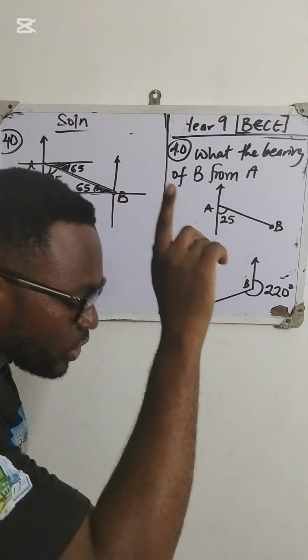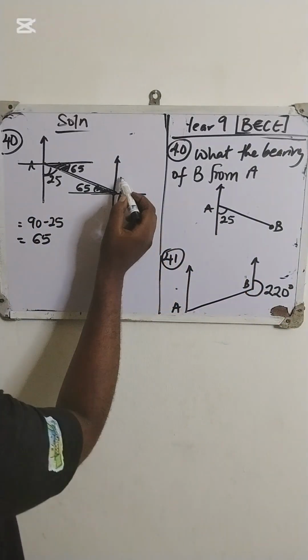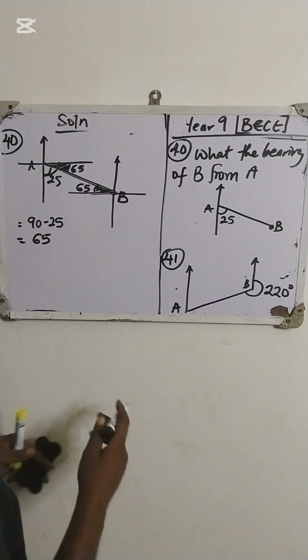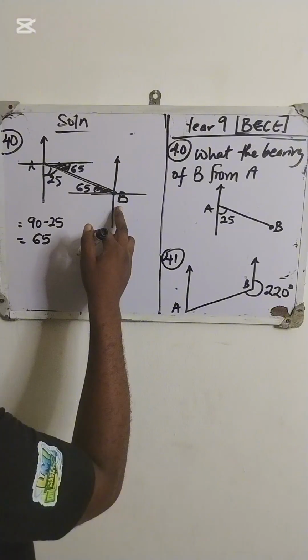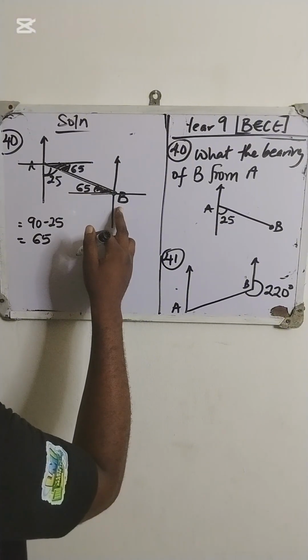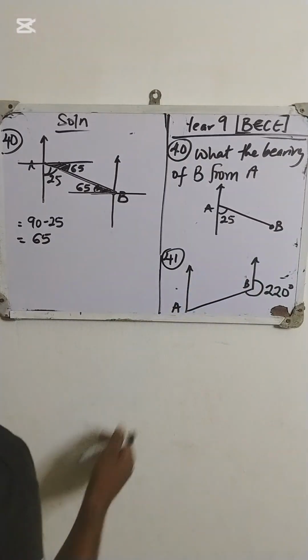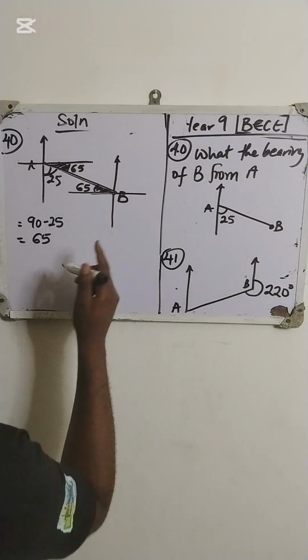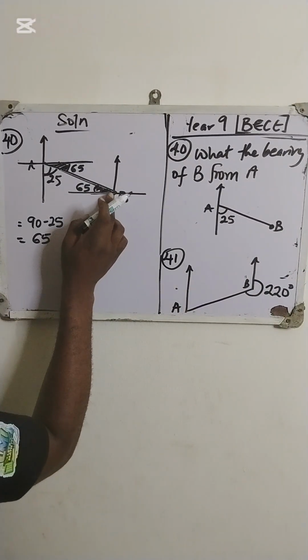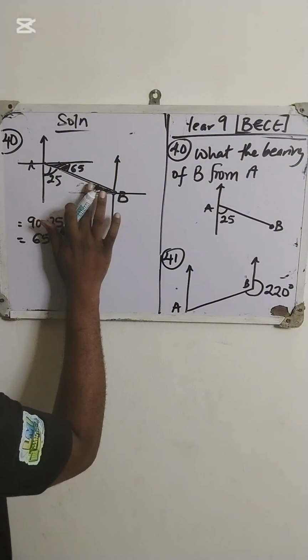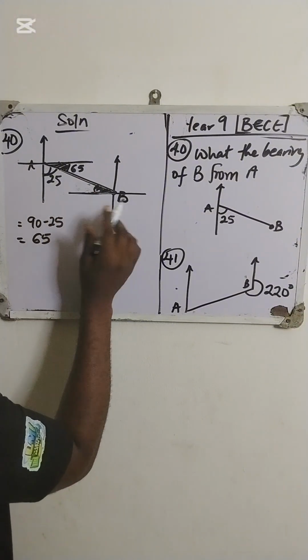we go clockwise. So we are going from here because we are looking for the bearing of B from A. Is that it? Bearing of B from A. Okay, so we're looking for the bearing of B from A. So we're looking at the bearing of this from this.